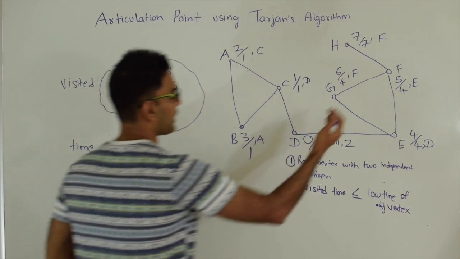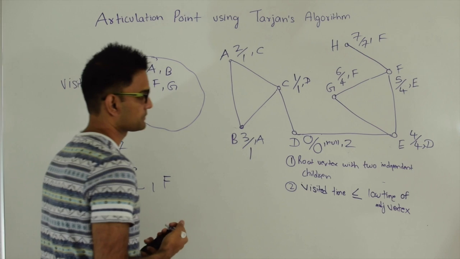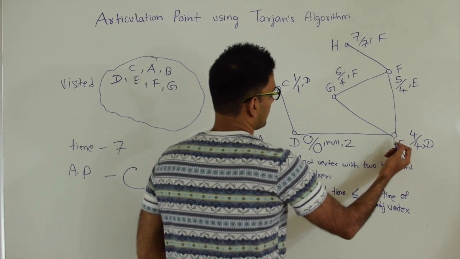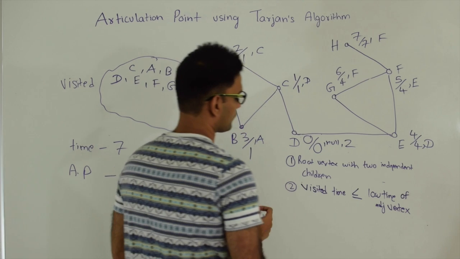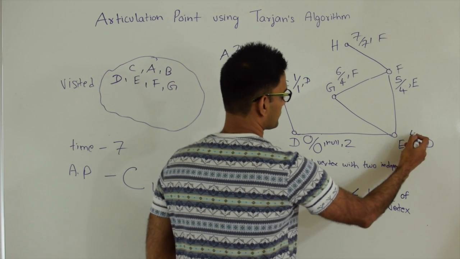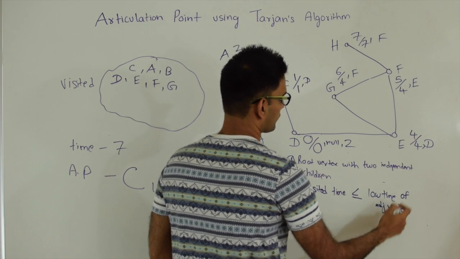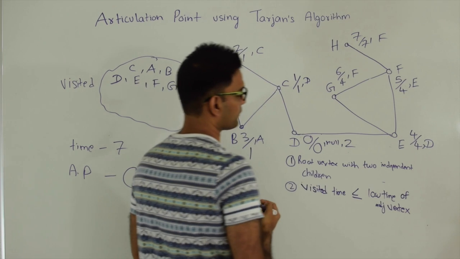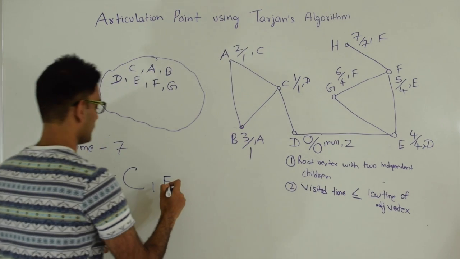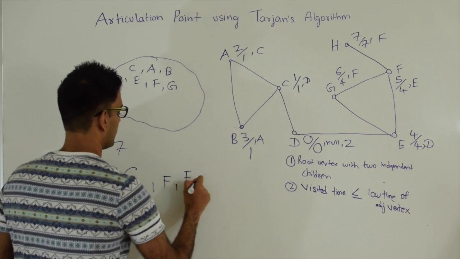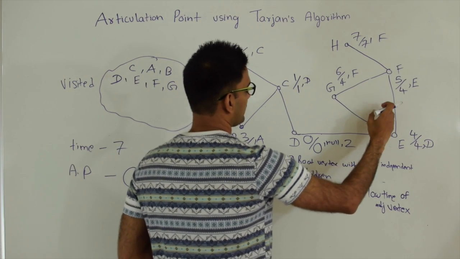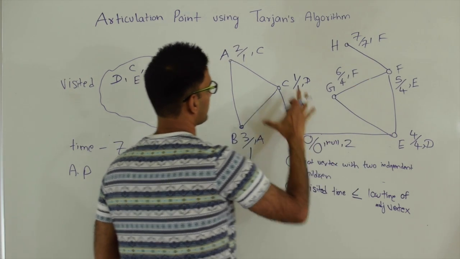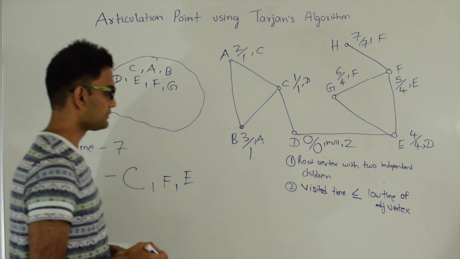So then from F we go back to E. For E, this condition is not true. What about this condition? So the visited time of E, which is 4, is less than or equal to the load time of adjacent vertex, which is also 4. So this is true. So E is also an articulation point, because removing E is going to disconnect these 3 guys from the rest of this graph.